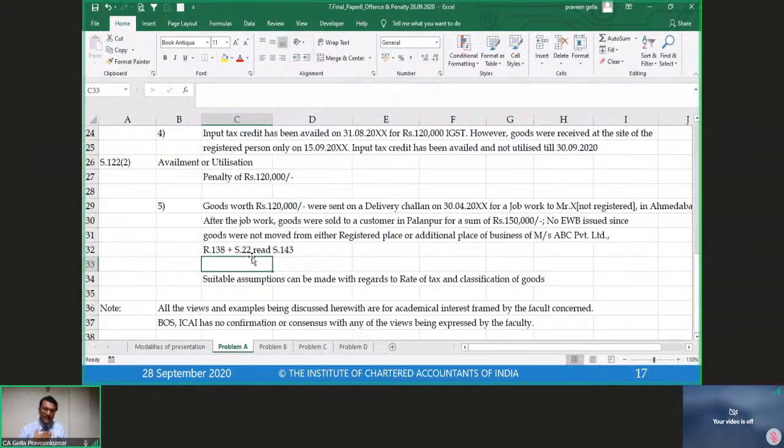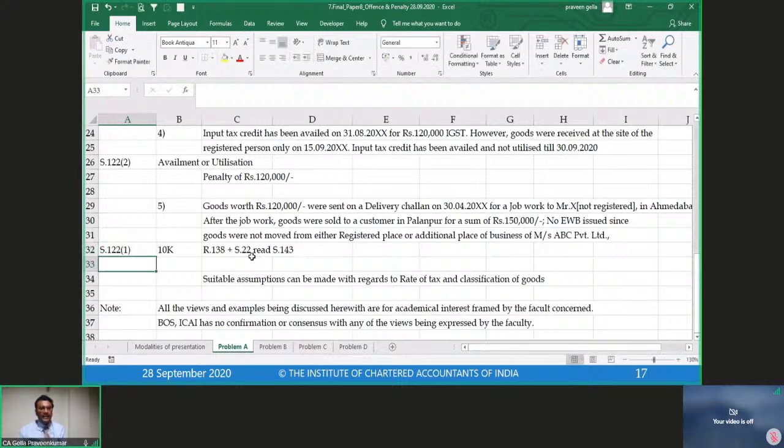I, being a principal, if I send the goods to a job worker, and from the job worker I am removing the goods, I have to ensure that my job work is registered under the GST law. If the job work is not registered, I, being a principal, have to add that job worker as an additional place of business. Because of two non-compliances, the penalty is 10,000. Now, there is no tax evasion because it's a procedural non-compliance. So there is a penalty payable to the extent of 10,000 under section 122(1).